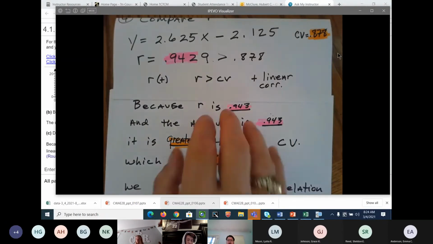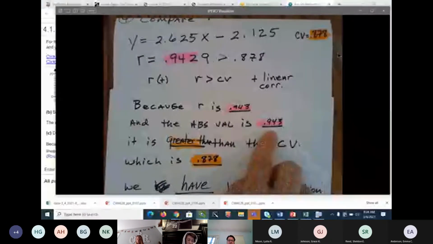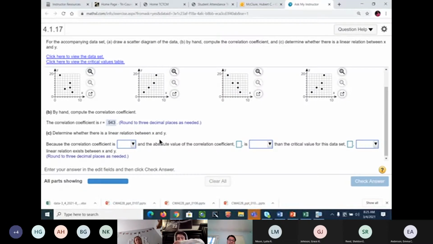So you need to write this down and then leave those blanks and then make the association between R and the critical value. Does that help? Hope that helps. If that doesn't help, there's nothing I can do, people. That's it. That's all I can do.